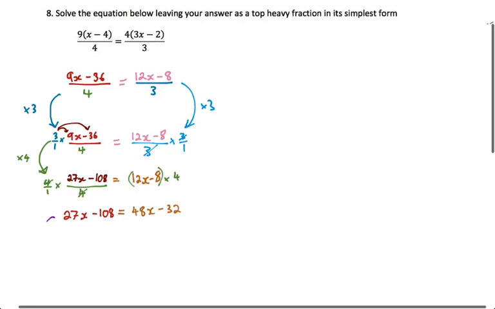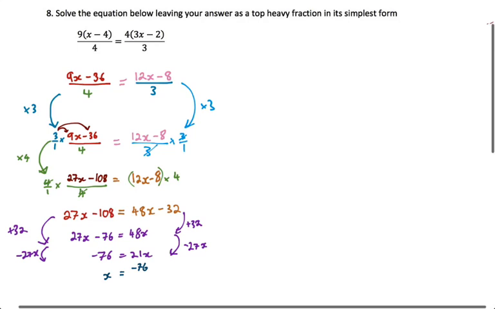We might add 32 to both sides to give you 27x minus 76 is equal to 48x. And then you might take away 27x, leaving you with minus 76 is equal to 21x. Dividing both sides by 21 will leave you with x is equal to minus 76 over 21.